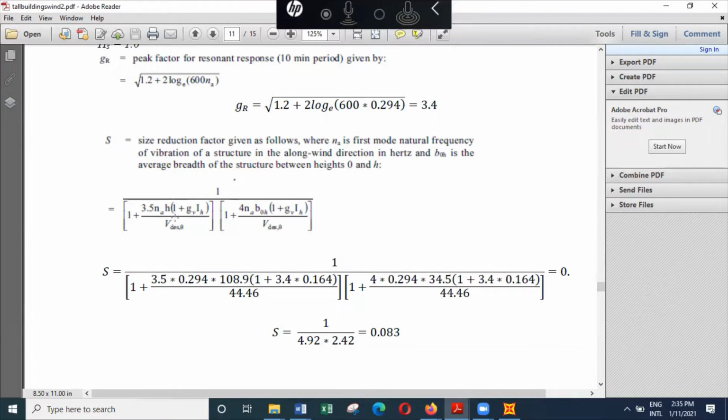Once you substitute in this one, we know all these values. Na is 0.294, height is known, the width of the building is known, and GV is known. GV we calculated; it's a fixed value, 3.4. IH we consider as 0.164, and the velocity at the top of the building is 44.6. So you'll end up with an S value of 0.0834.